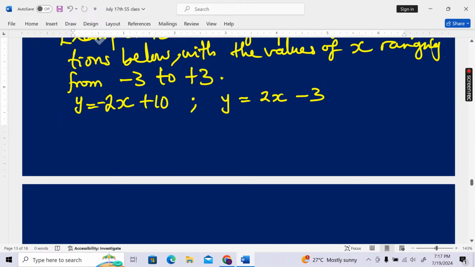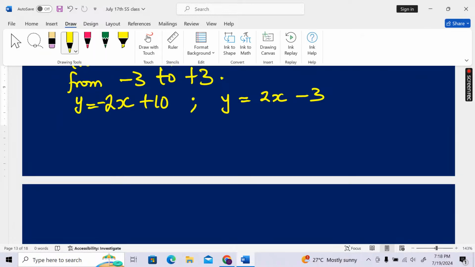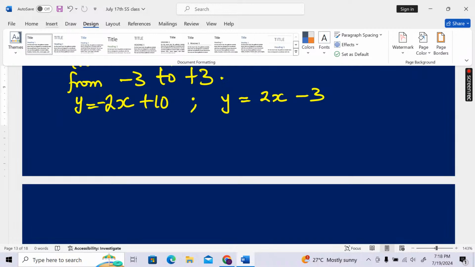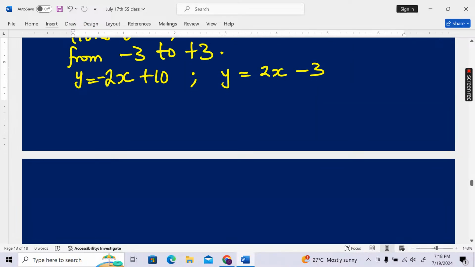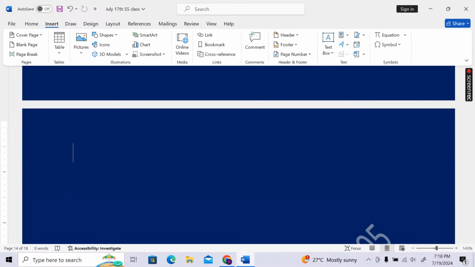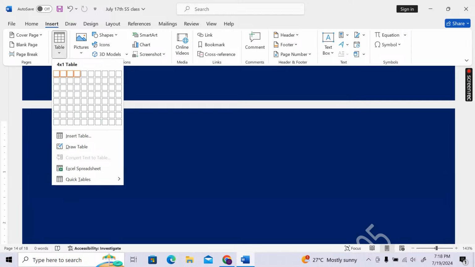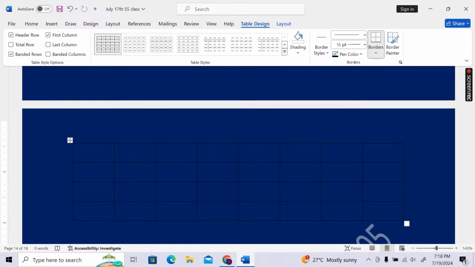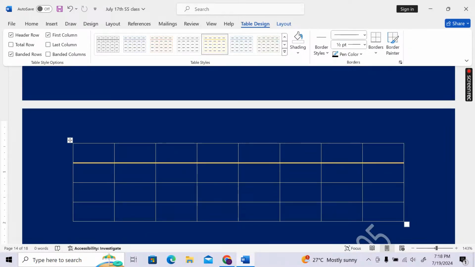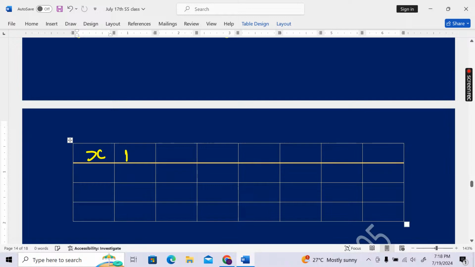So the first thing to do is to draw the table of values. Now you move to your table. So what I'm going to do now is to bring out a table. I'm going to insert my table. Okay, so the question says with x ranging from minus 3 to plus 3. So we have minus 3, minus 2, minus 1, 0, 1, 2, 3.